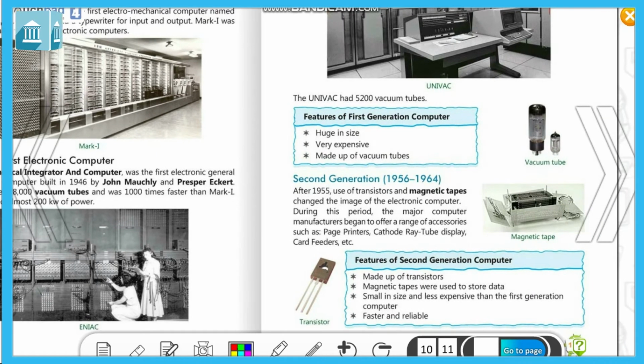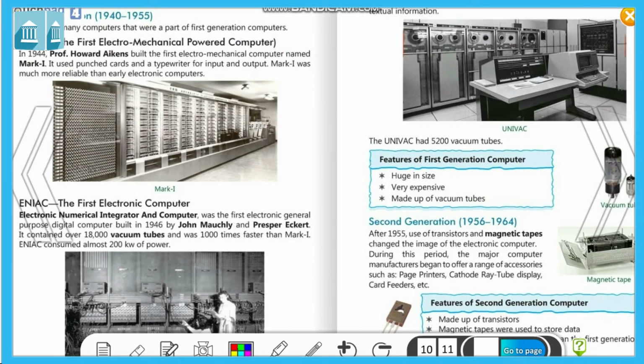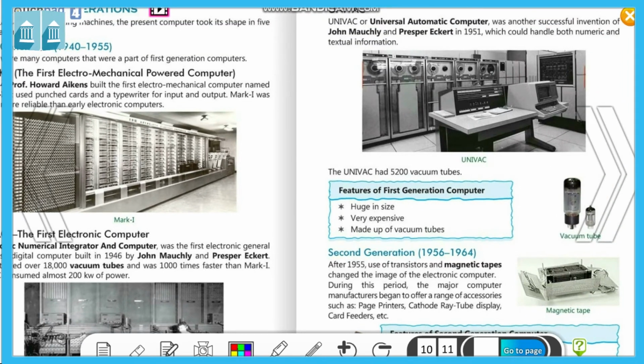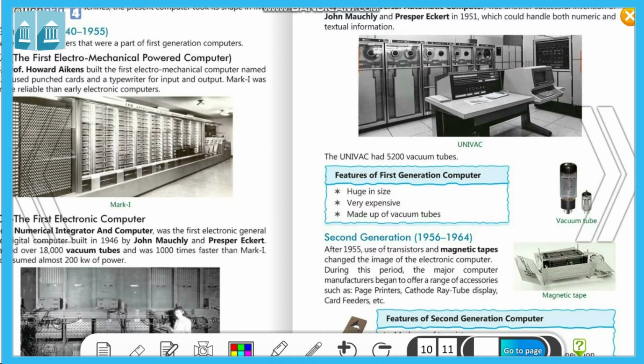So, features of the first generation computers overall, the three being Mark 1, ENIAC and UNIVAC, Universal Automatic Computer. So these are the features. Huge in size, you can see all three were huge in size. Very expensive because they used so many vacuum tubes. All three were made up of vacuum tubes. These are the features, and that is very important to learn.